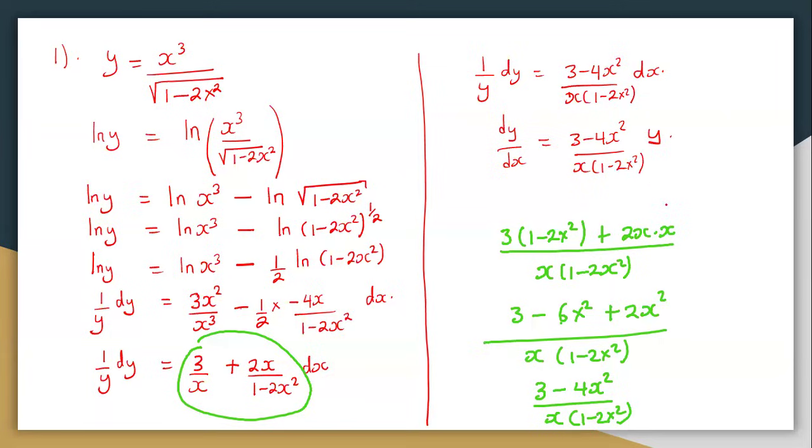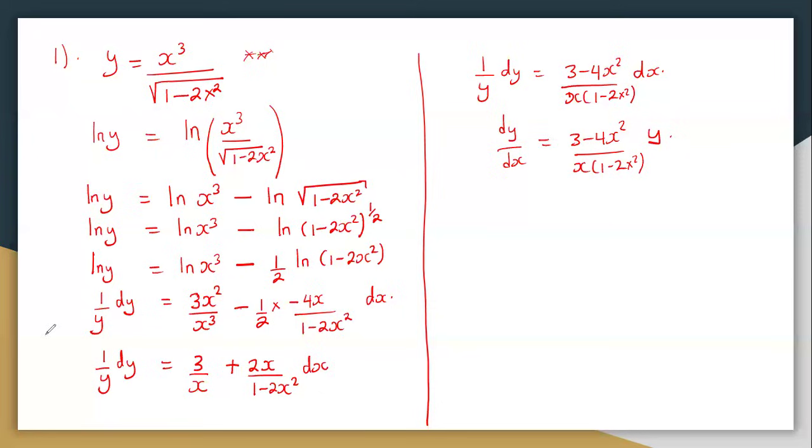Then I multiply by my y. But to get my y, I come back here because we had our y. So I'm going to come here and say my dy dx will equal 3 minus 4x squared over x into 1 minus 2x squared times y, which is x cubed over the root of 1 minus 2x squared. Now, this is your answer. But when you look at this answer, it's not simplified. So you can reduce by x once. Here we remain with x squared.